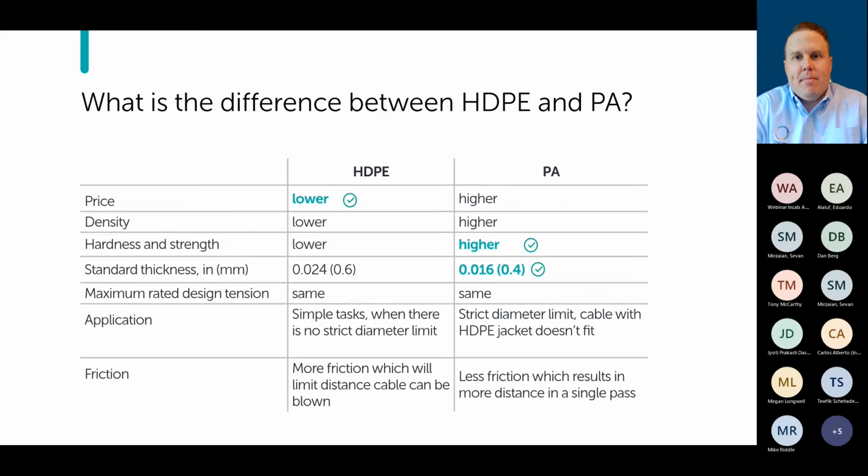Now, the biggest difference, in my opinion, is the distance over which each of these jacket materials can be blown. Because the polyamide has a higher density and a higher hardness, you're going to have less friction between a PA jacket and the inner diameter of the duct, which means you're going to be able to blow it further. It's just another thing to keep in mind regarding your particular network and what you're trying to do. You may not have a need to blow a cable 6,000 feet.